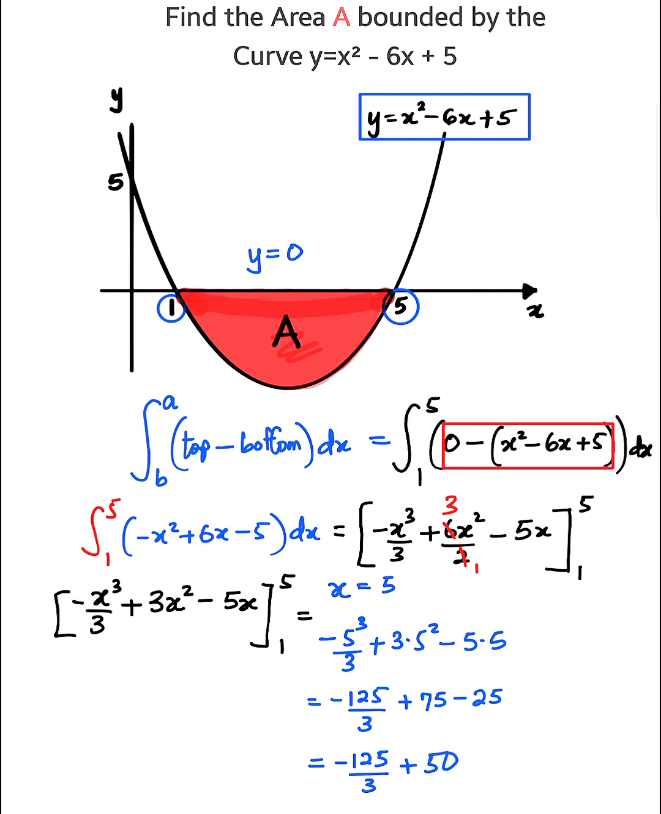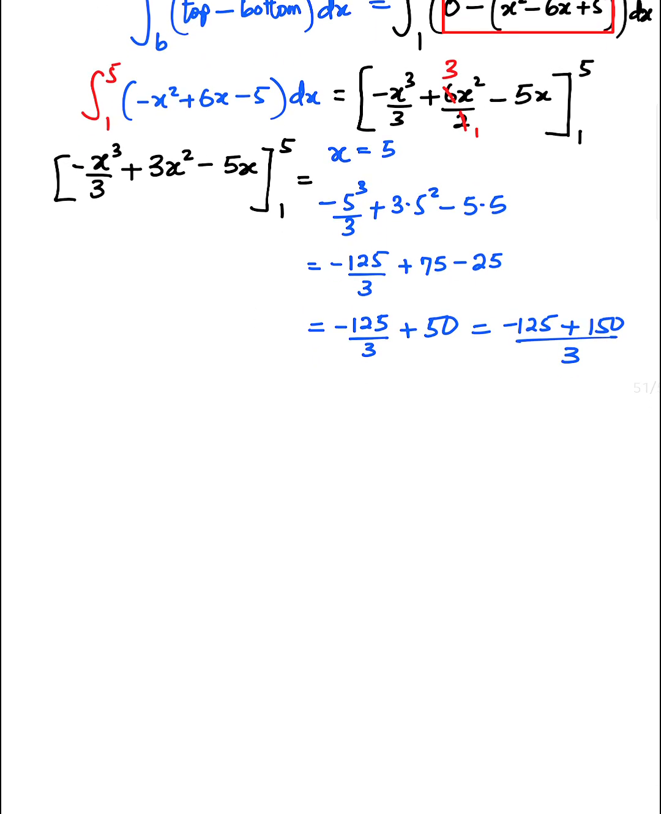Okay, so evaluating this will give us negative 125, then multiplying the whole of this by 3, so we have 125, then plus 150 all over 3, which then gives us 25 over 3. Okay, so the next thing we need to do also is to evaluate for 1.